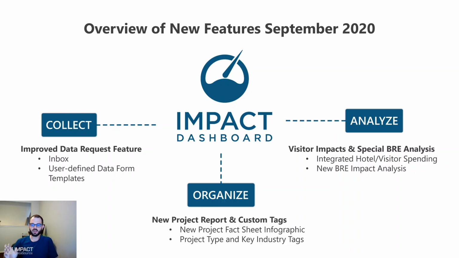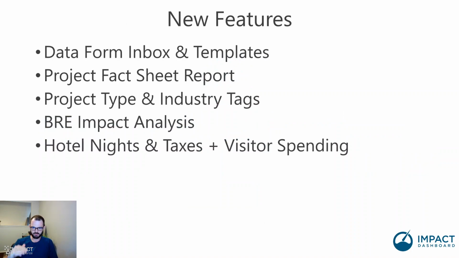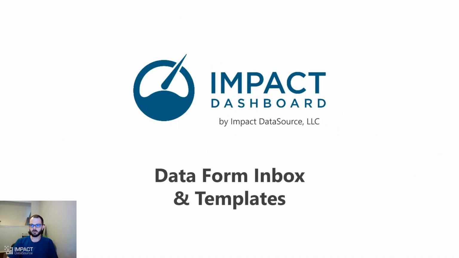Around organization, we've got a brand new project fact sheet infographic, and new types of tags related to project type and key industries. And then finally, around analysis, we are fully completing the ability to look at expansion projects, where you'll be able to separate the current operations from the expansion, as well as we've fully integrated hotel and visitor spending. So those are the big key features, just listed out. I'll show a few things here just in slides, and then I'll jump over and show a few things clicking around in the app.